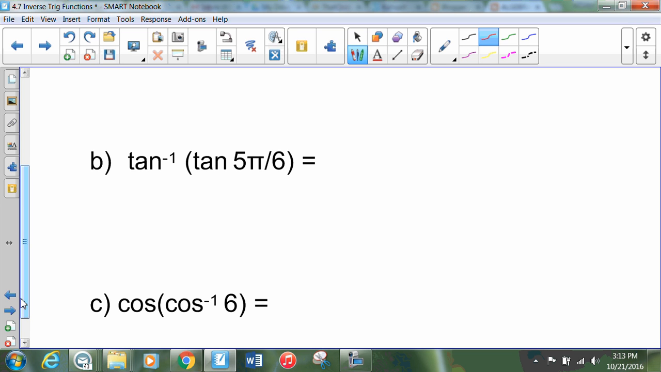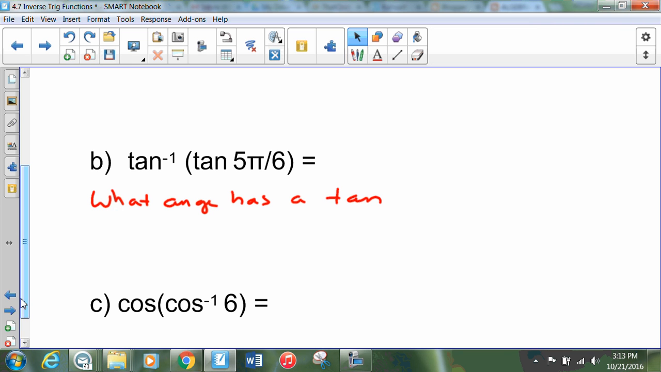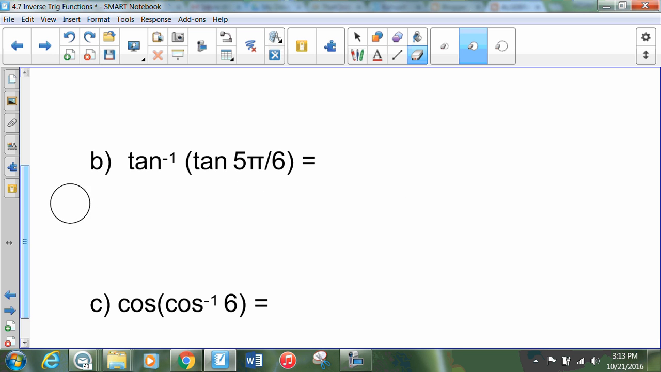So it says find, so tan of inverse tan of tan of 5 pi over 6. Let's see if we can write this. What angle has a tan of 5 pi over 6? Okay, I'll tell you what, the short way to remember this is when we see inverse in a tan, those are going to cancel out and we're going to get 5 pi over 6.